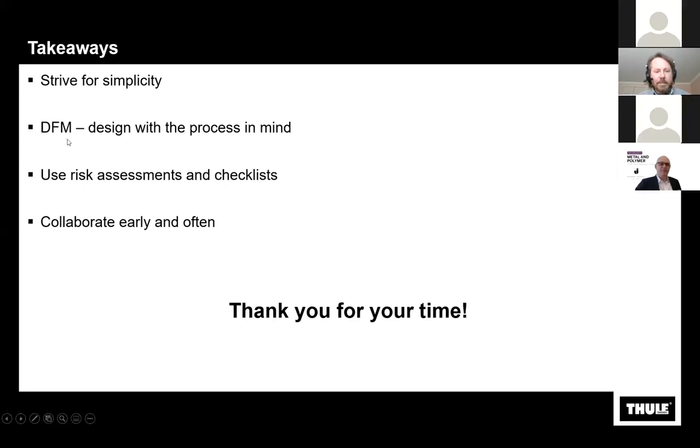Use some kind of design for manufacturing process. Design the part with the process in mind. And if you are not experienced with the injection molding process, then make use of the wealth of experience and knowledge that exists within companies that work with injection molding, or universities like Jönköping University. Use risk assessments and checklists. This is connected to design for manufacturing. And then again, collaborate early and often, because achieving quality is not a one-person job. It's something that you do together as a team.